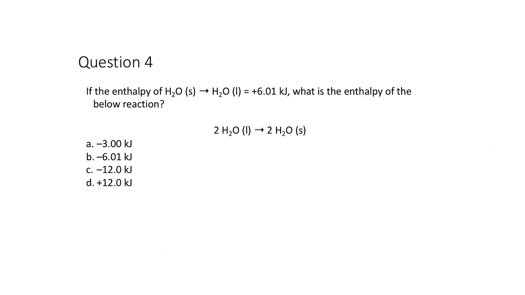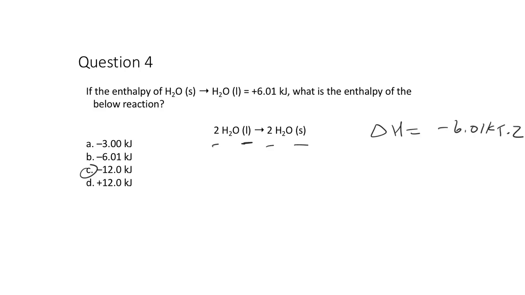Question 4, if we know water solid to water liquid, so that's ice melting, we know that the melting of ice is plus 6.01 kJ, which makes sense that that's endothermic. Ice has to absorb heat to melt. What is the enthalpy of the below reaction? So I flipped the reaction to liquid to solid. So the delta H, since I flipped it, would be minus 6.01 kJ, but I also doubled the coefficients. And so then times 2. So it should be minus 12.0 kJ.